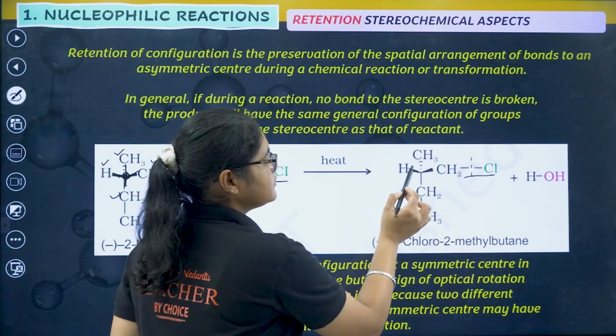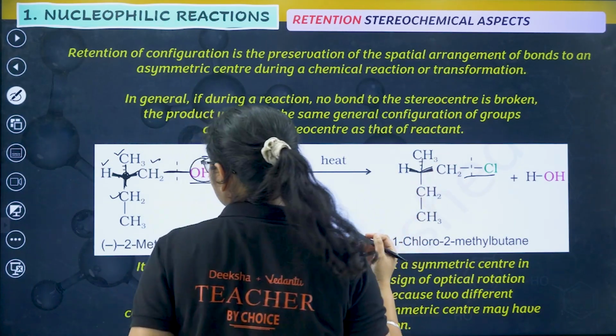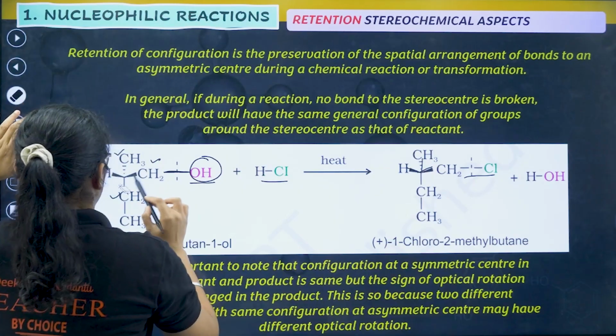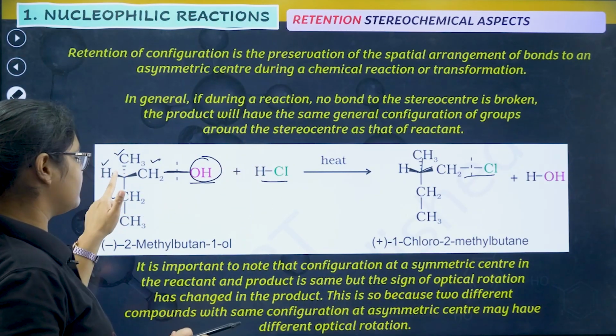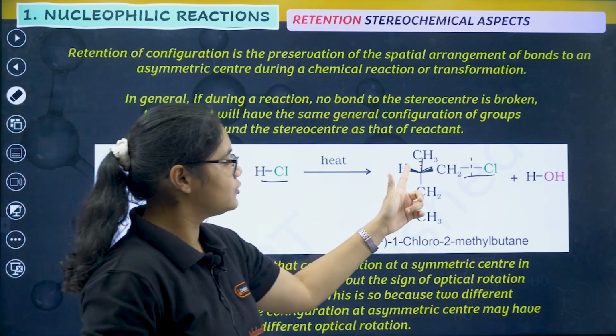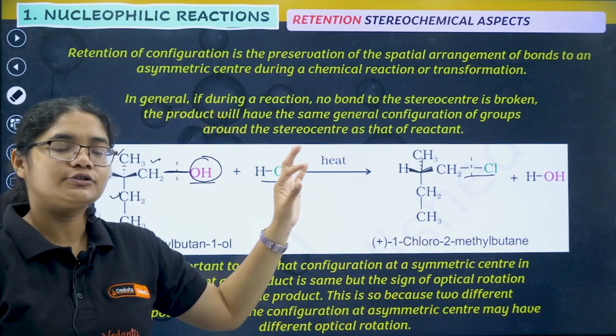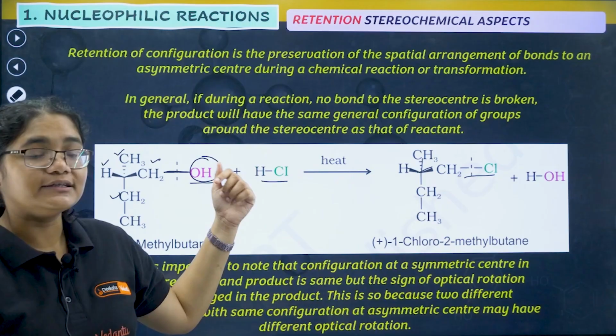Here also it has two bonds away from the plane, one bond behind the plane and one bond in the plane. After the reaction also we can see the same configuration, so that is why the retention has happened here.